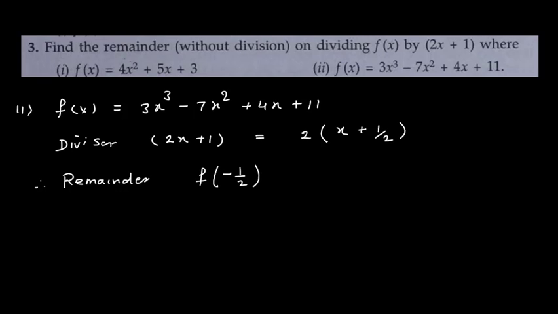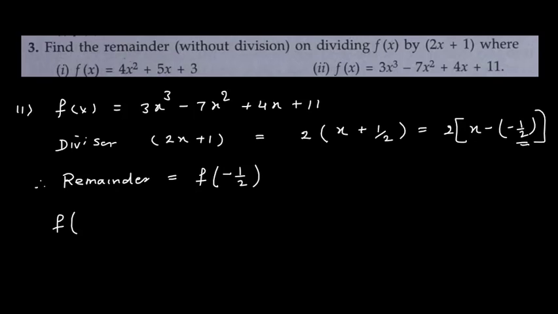Whenever we have a negative sign here, I take this as positive. Whenever a positive sign is here, I will take the negative of this. This can be written as 2 times x minus half, right? So therefore I am taking this as minus half. The remainder is f of minus 1 by 2.